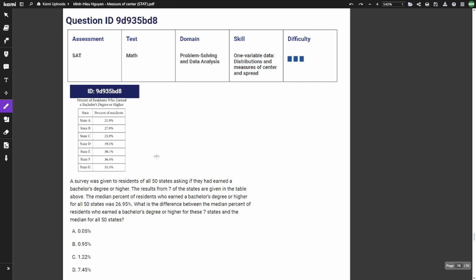Alright, once again, that was a whole another chunk of words, but here they're asking us for the difference between the median percent of 7 states and the median of 50 states. So first, let's find the median of the 7 states. And we know that it's going to be in this table right here. And if we look, dang it, it's not ordered. So we're either going to have to order it or put it in Desmos. I'm going to just quickly order it.